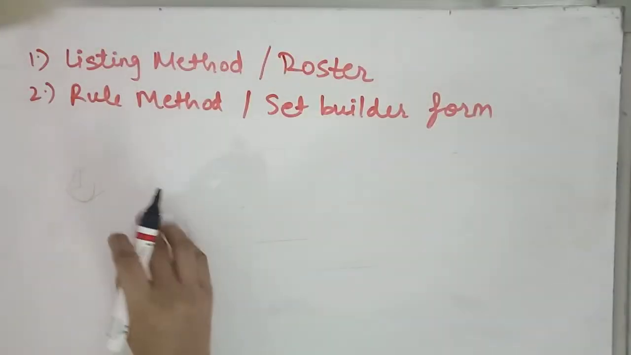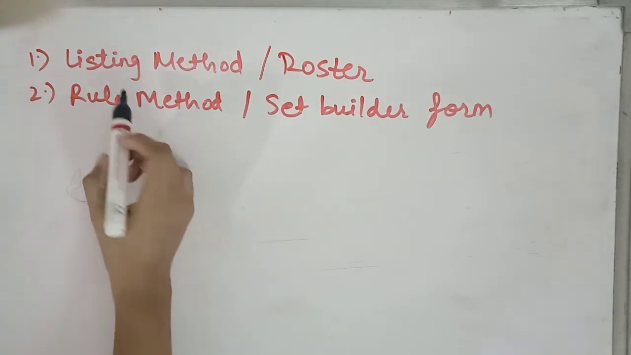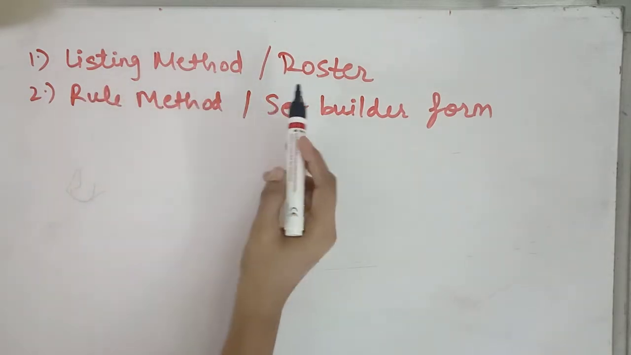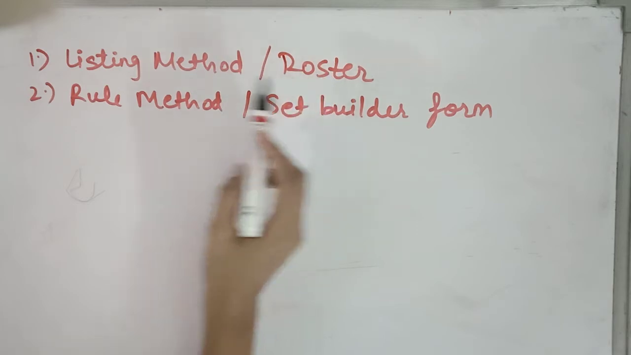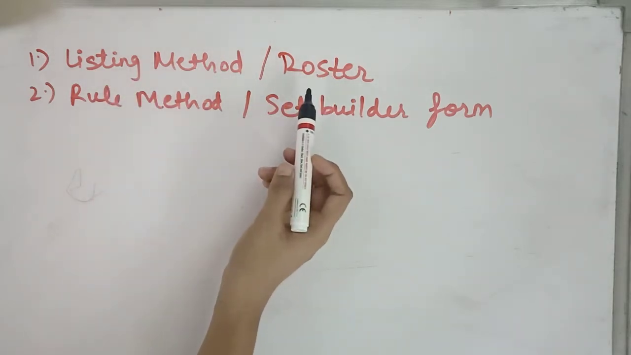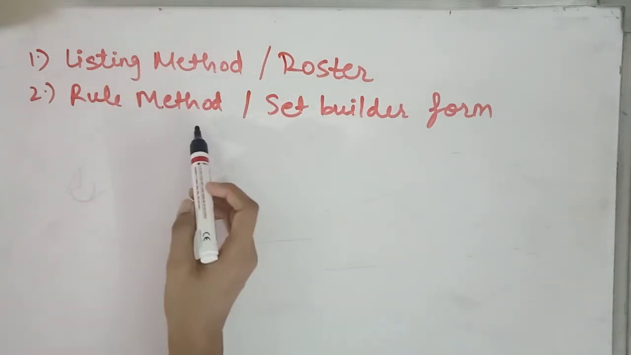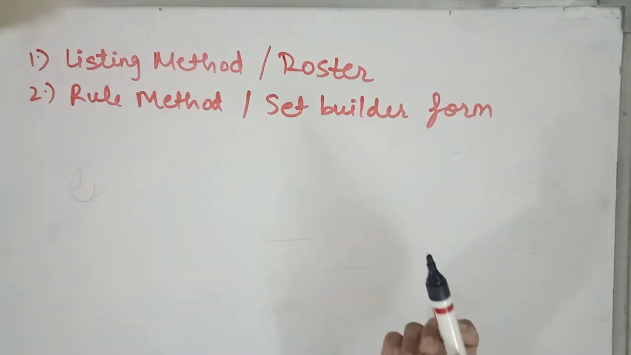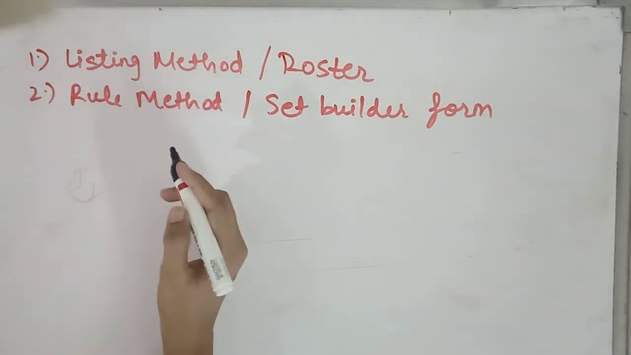There are two methods to represent the set. First is listing method or roster method, and second is rule method or set builder form. Let's first see listing method.